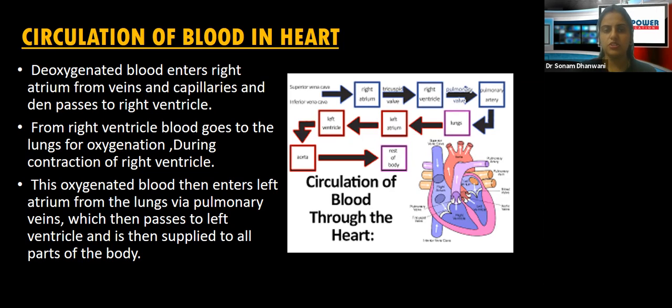Now, this oxygenated blood will then enter the left atrium from the lungs, and then from the left atrium, of course, it will go to the left ventricle, and then from the left ventricle, it will get supplied to all the different parts of the body.